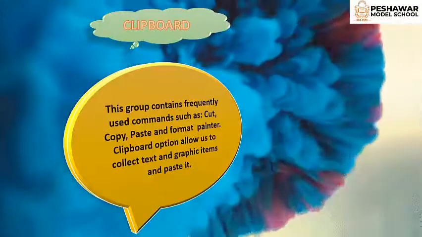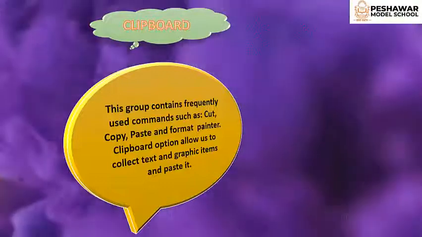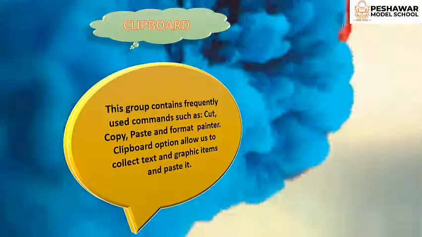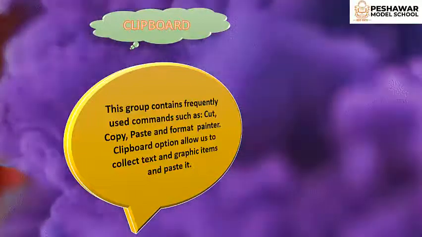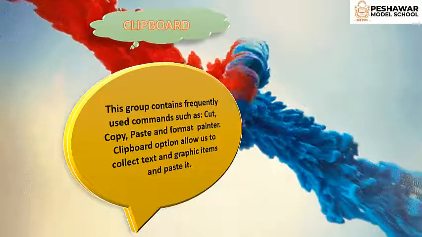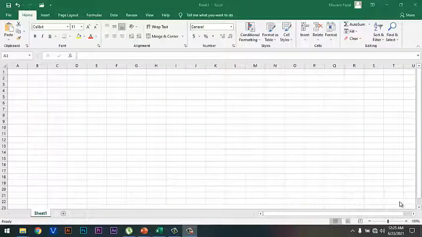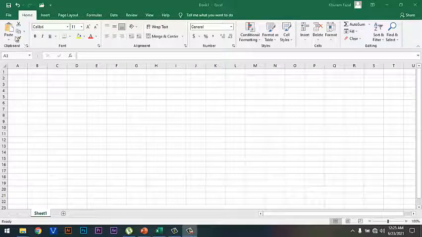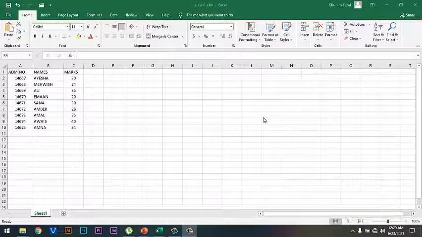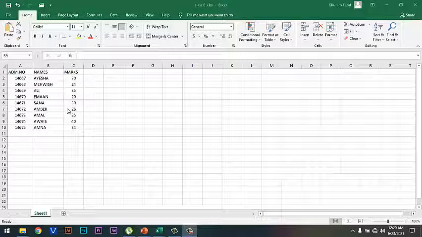Dear students, this group contains frequently used commands such as cut, copy, paste, and format painter. The clipboard option allows us to collect text and graphic items and paste them. Now let's see how to copy, cut, and paste in Excel by using these commands. When you copy a cell, the selected cell remains in its original location and is added to a temporary storage area called the clipboard.